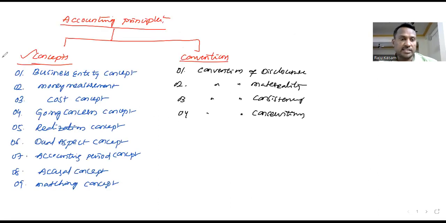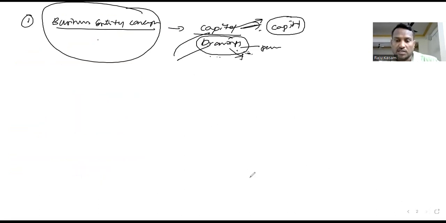Yes, let's move to the second one. I hope you students all understand the business entity concept properly. Let's move to the second one, the money measurement concept. What is the concept actually?